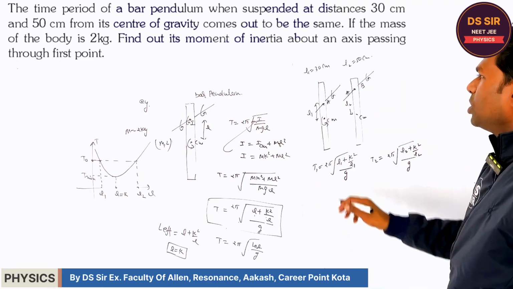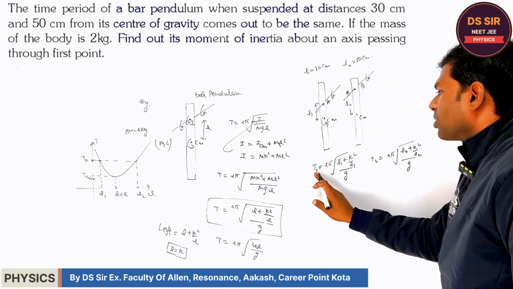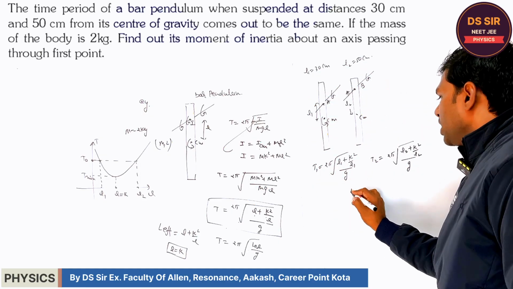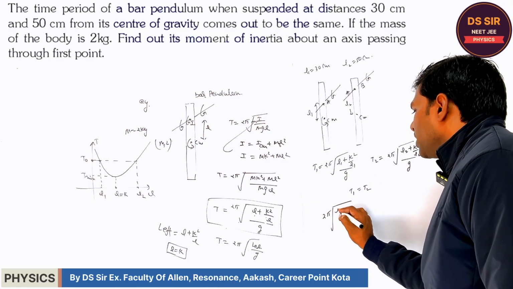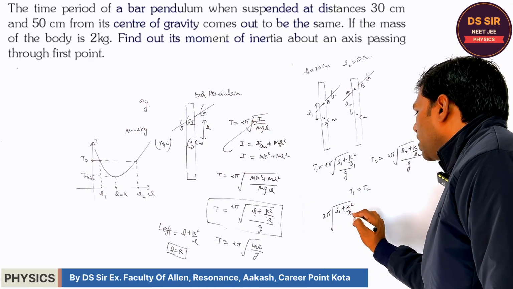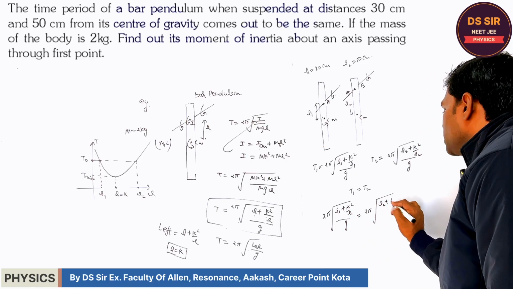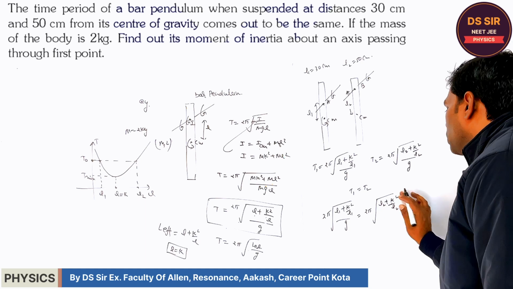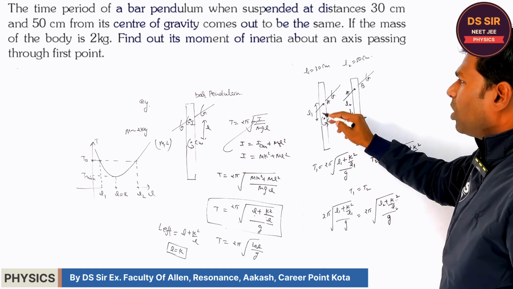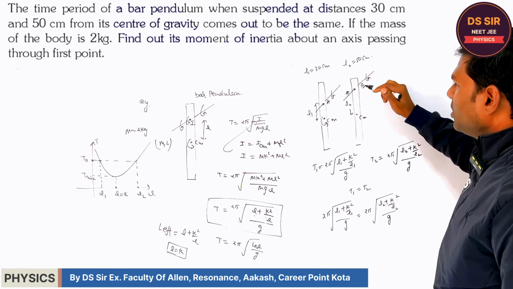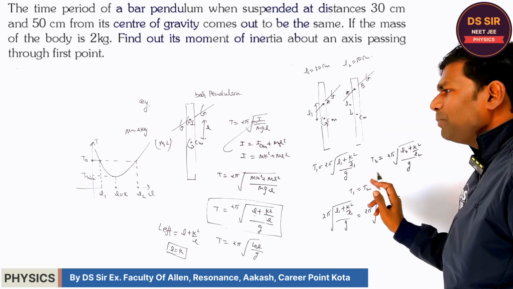According to the question, for lengths L1 at 30 centimeter and L2 at 50 centimeter, both time periods are the same. If the time periods are the same, then we have (L1 plus K square upon L1) upon g must be equal to (L2 plus K square upon L2) upon g. Even though the length of the axis of rotation from the center of mass is different, the time period will be the same.